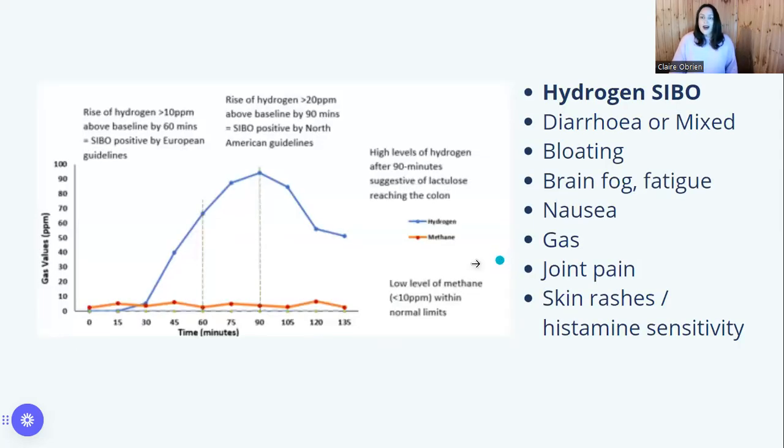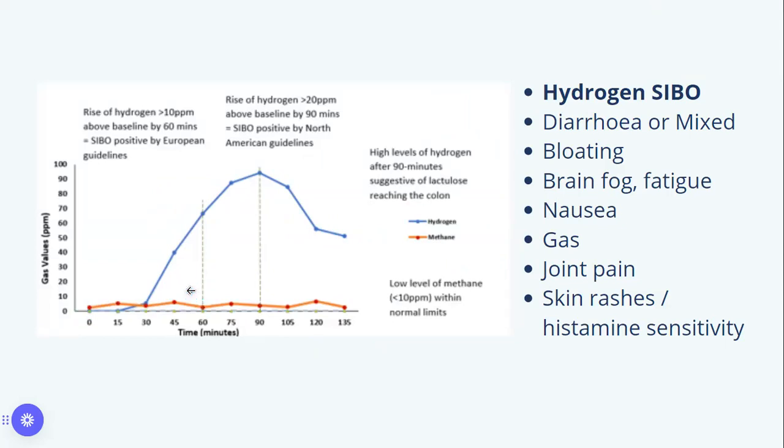So just to have a look through some of the SIBO presentations. This one is SIBO that is hydrogen-based. So this is a hydrogen gas, which would have an eggy smelling gas, and is probably the most common type of SIBO. So here is an example of what a breath test result would look like.